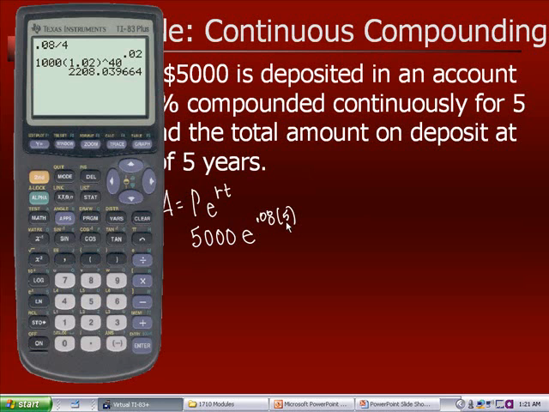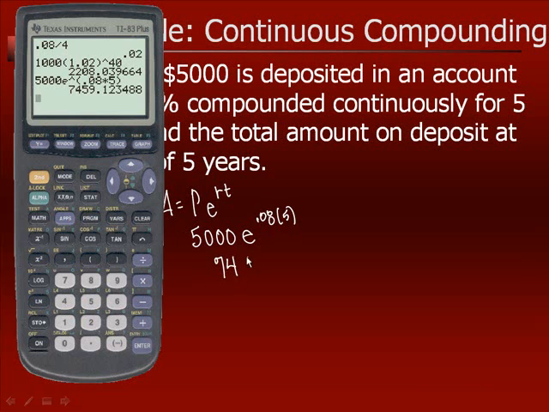So if we pull out the calculator, we would get 5,000 times e, which is down here on the bottom right above the LN button, to the power of, and notice they've already got an open parenthesis for you, so I'm going to put the 0.08 times 5 inside the parentheses, which gives us a dollar amount of $7,459.12.